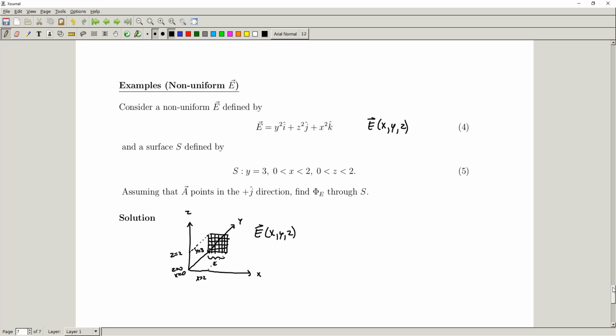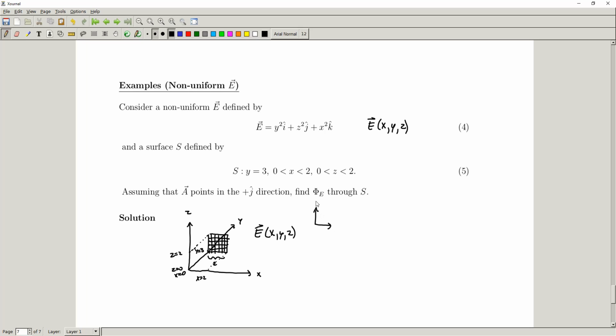Okay, so consider a non-uniform electric field defined by this expression we have here, and a surface defined by the expression that we have here. We want to assume that A points in the positive j hat direction, and we want to find the electric flux through S. Okay, and this last piece of information that A points in the positive j hat direction was necessary because it's not a closed surface, and so the normal to the surface could either point in the negative j hat, and maybe I'll draw them in here.